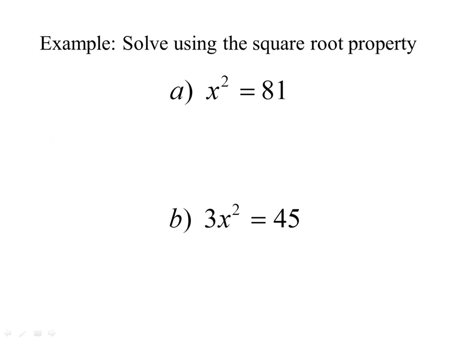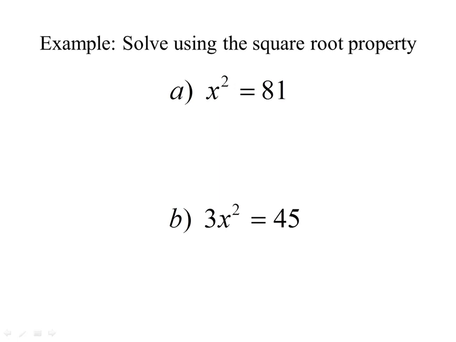Don't forget that. All right, so try these two. Try letter A at least. You can do it in your head. What are you going to get? Plus or minus 9. Not plus or minus 3. Don't keep going, okay? The square root of 81 is 9. Don't keep going and take the square root of 9 again. Once you take the square root, the square root symbol's gone. So it's plus or minus 9.